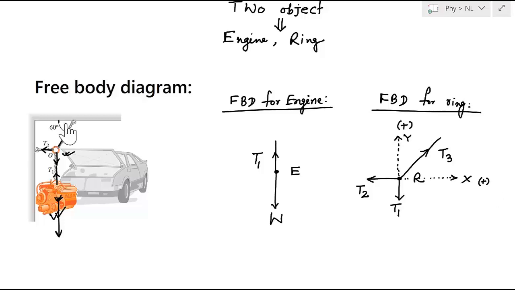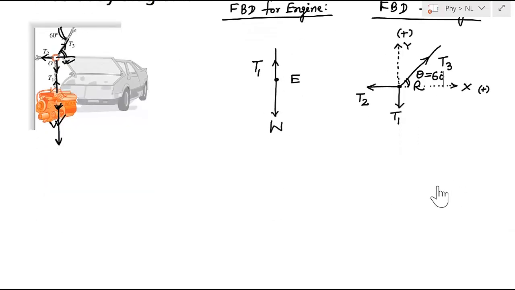Now if you see, this angle is 60 degree. This means this angle is how much? This angle is also 60 degree. So we can show this angle. This angle is theta, and theta is equal to 60 degree. Now these two objects are in equilibrium. So we can write equilibrium equations, that is we can apply Newton's first law. So let us apply Newton's first law in this case for these two objects.